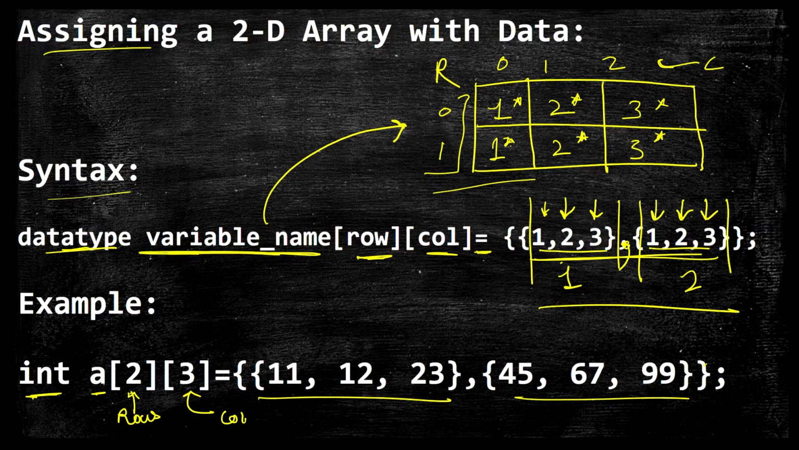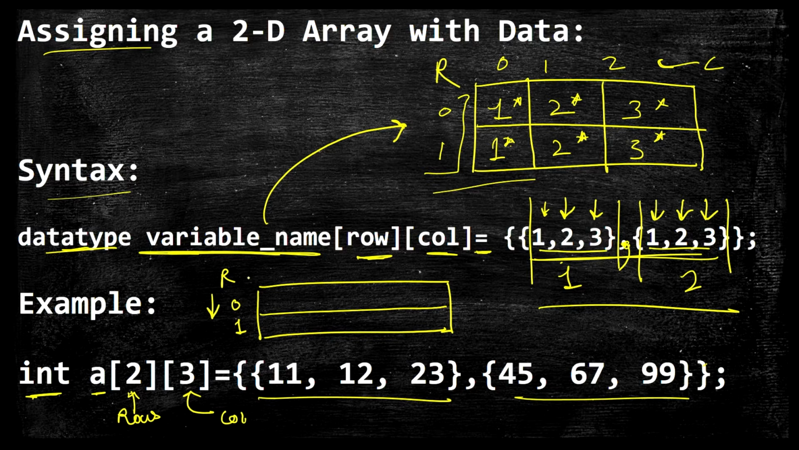So what will this interpret in the memory? In the memory, this will be created: 2 rows, that is 0 and 1. And how many columns do we need? We need 3 columns, so let's make 3 columns, that is 0, 1 and 2. So 11, 12, 13, and in the second row we have 45, 67 and 99. In this way we assign a 2D array with data.